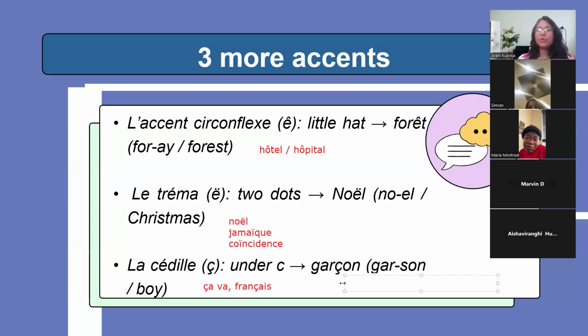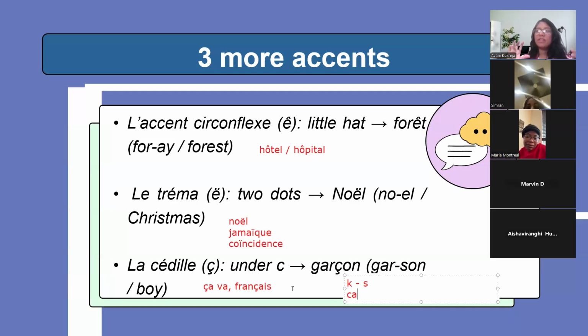Now, where do we use this accent? This accent is used to basically change the sound of C from the hard k sound to a softer s sound. For instance, if ça va would be written without the accent, the pronunciation would be ka va. Français would be written as Francais without it, and pronounced as Frankay.